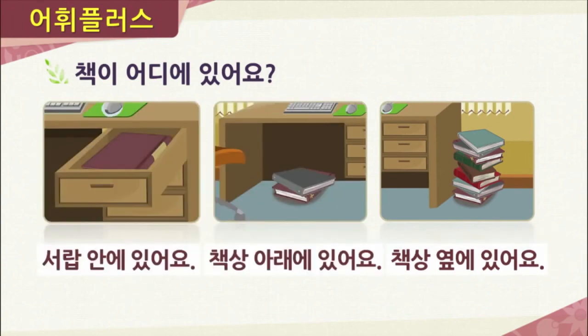Good. Now let's go ahead and go through this one more time. The question here is 책이 어디에 있어요? Or where is the book? In the first picture, we have 서랍 안에 있어요. Or inside the drawer. The next picture here in the middle, we have that the books are under the desk. So we would say 책상 아래에 있어요. And then the last picture, we have the caption 책상 옆에 있어요. Or that the books are next to the desk. Okay? Good. Very well done.